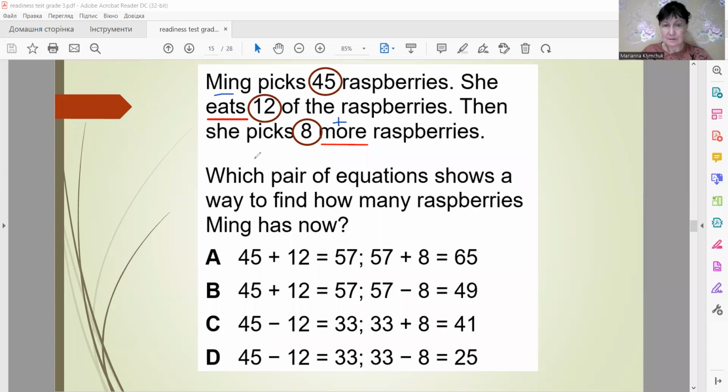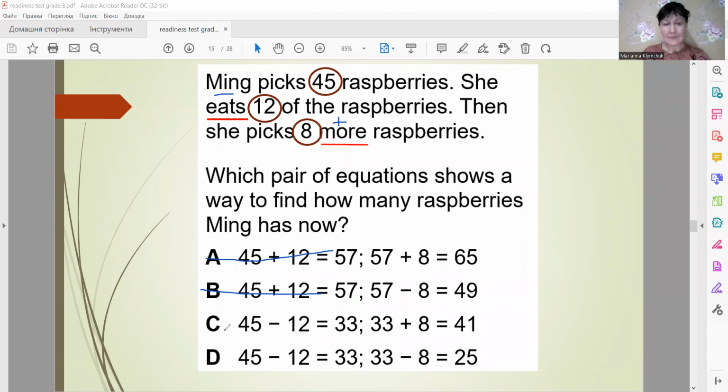Okay, and let us choose. Which pair of equations shows us that? Let's look at A, 45 plus 12. Is it okay? No, because we need 45 minus 12. This is not good. The same we do with this, because here it's plus, but we need minus.